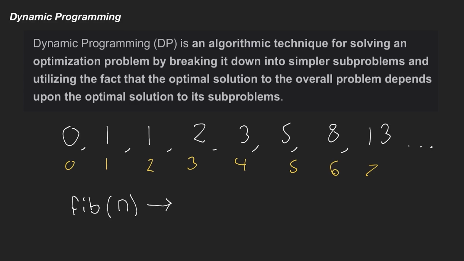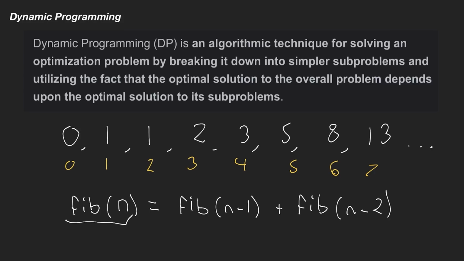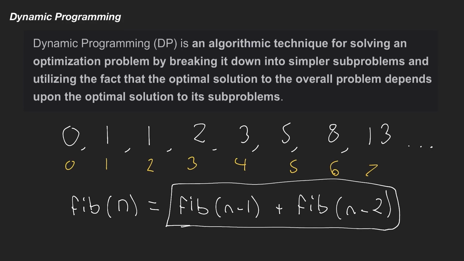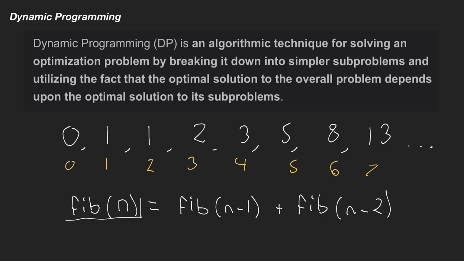So the reason I'm showing this to you is because this is a great example of something that we can use dynamic programming to solve, and the reason we can do that is because we can write the Fibonacci of n as simply the Fibonacci of n minus 1 plus the Fibonacci of n minus 2. So this is our entire problem. These are now two subproblems, and if we solve both of these subproblems, that will give us the solution to the main problem.